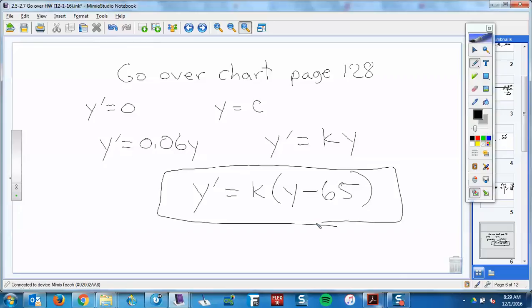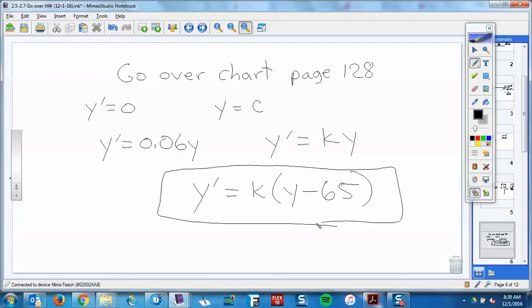Think about this. K's got to be negative, right? What would this be here? Positive or negative in the parentheses? Why? Because the coffee's hotter than room temperature. Let's assume, right? So this is bigger than this. This has to be positive.